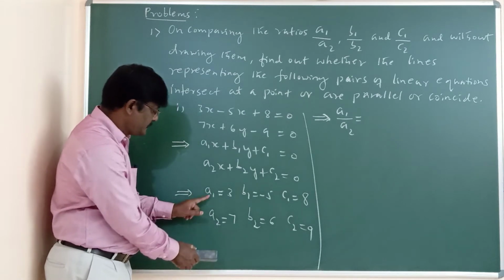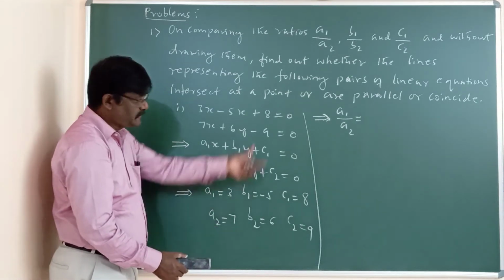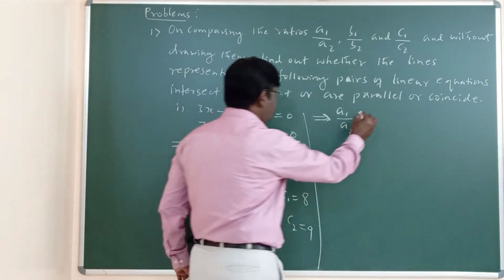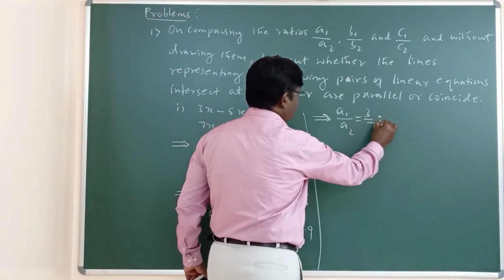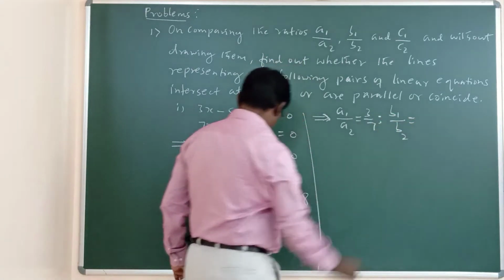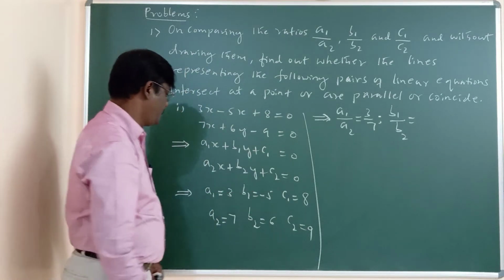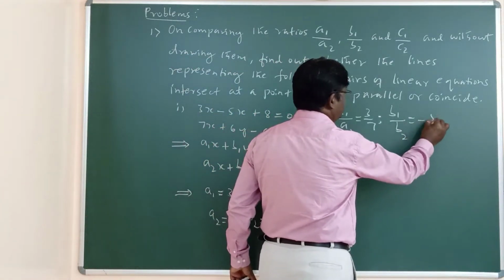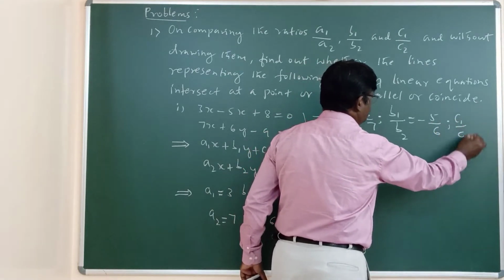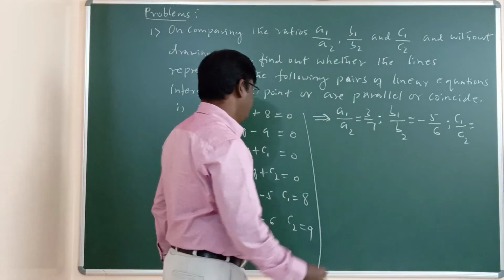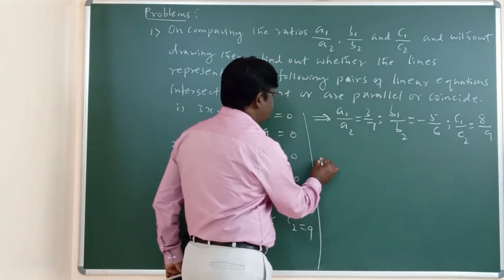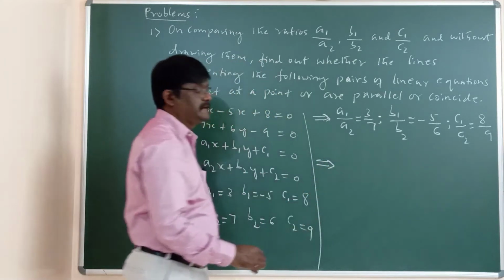Okay, just below this, since there is no space here, you write just below this: a1 by a2, 3 by 7; b1 by b2, minus 5 by 6; then c1 by c2, 8 by 9. So this implies what?